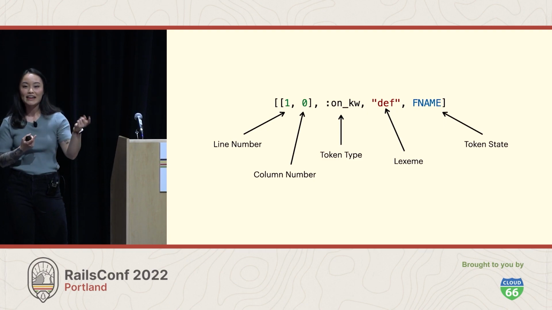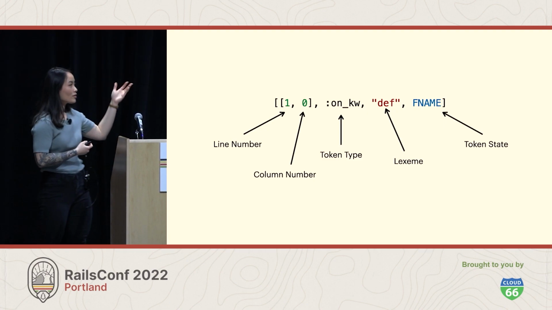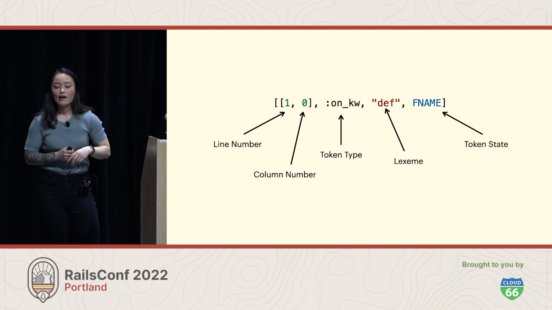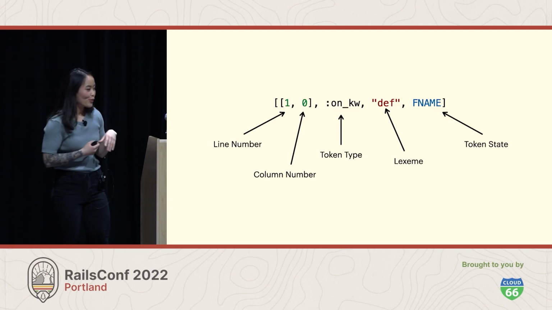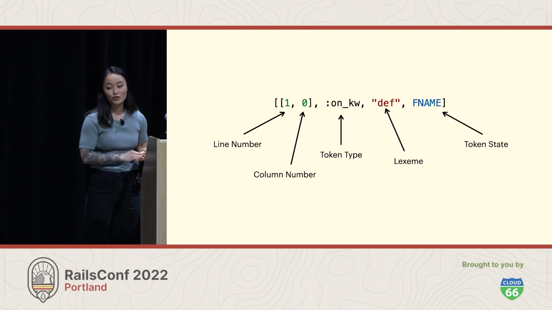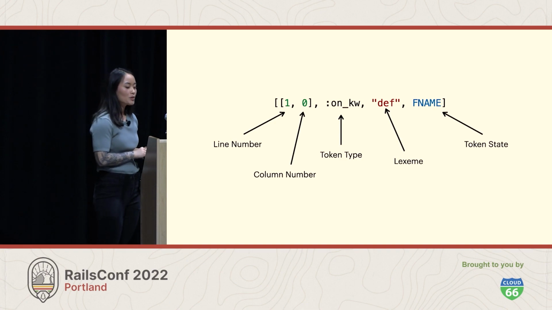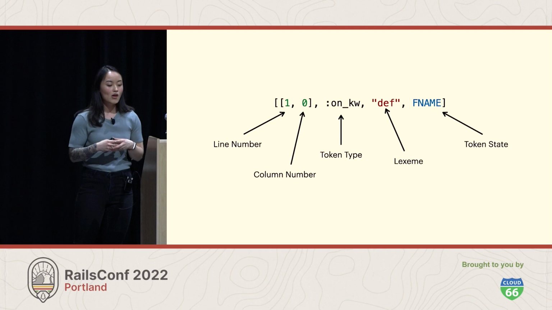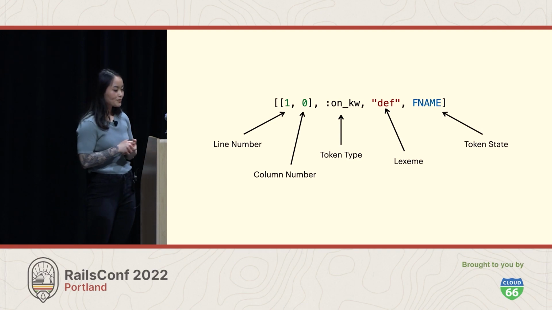In this case, the line number, the column number, and the token type. In this case, it's a keyword because def is a keyword in Ruby. And the lexeme, which describes how the token appears in source code. And finally, the token state, which is information about the state of the tokenizer when the token was parsed.